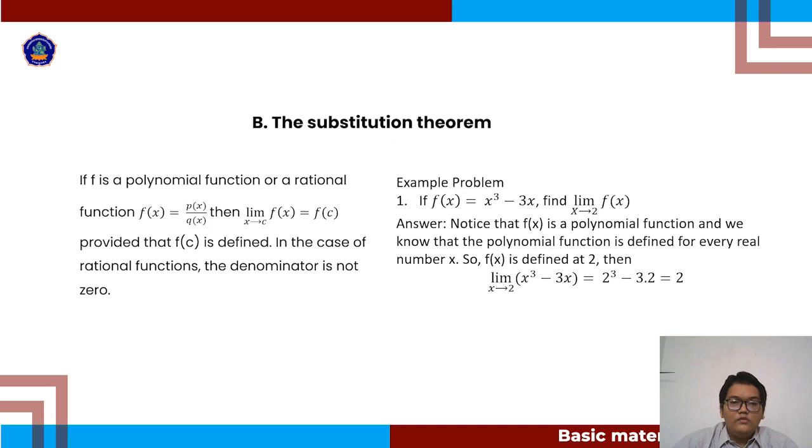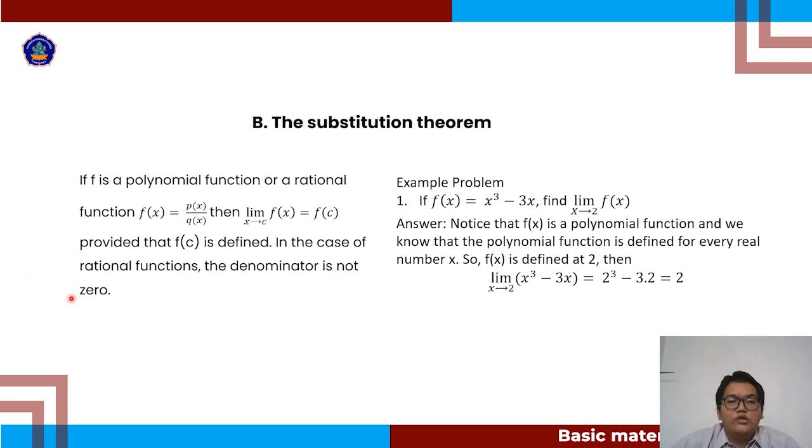Next is the substitution theorem. The substitution theorem says, if it's a polynomial function or rational function, a function f(x) equal to p(x) over q(x), then the limit as x approaches c of f(x) is equal to f(c), provided that f(c) is defined. In the case of a rational function, the denominator is not zero.